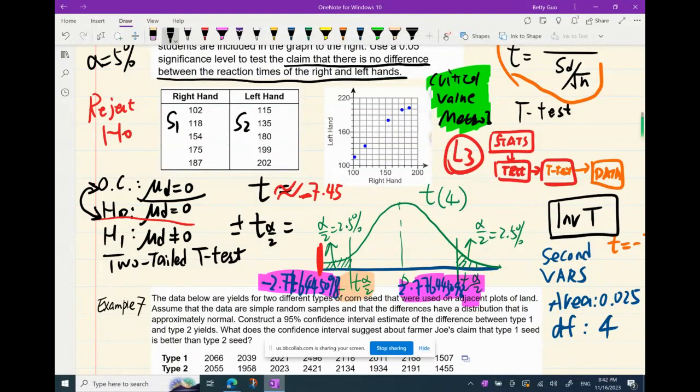So now we reject the null, and the null and the original claim are the same. So we can conclude we have sufficient evidence to warrant the rejection of the original claim. So we don't think the two hands have no difference regarding the reaction times. We are negative about the original claim. All right, does that make sense, guys?